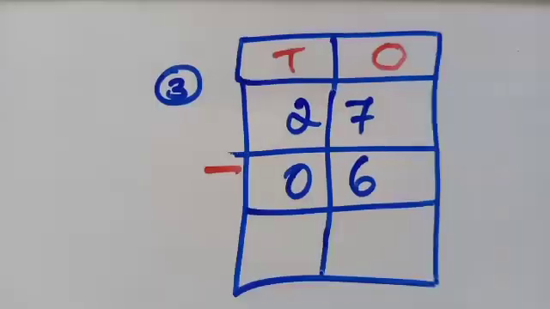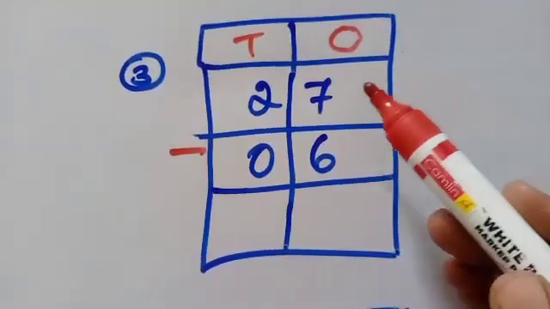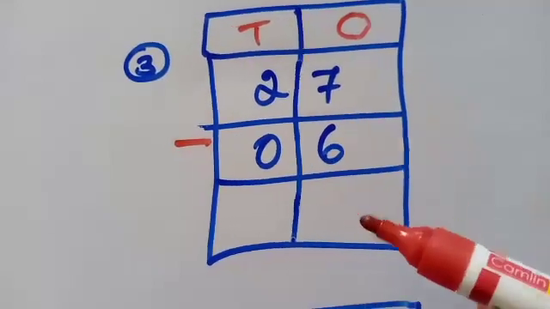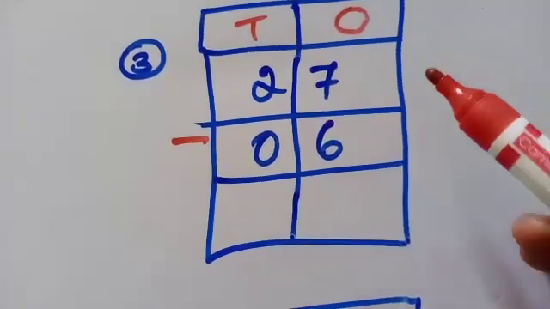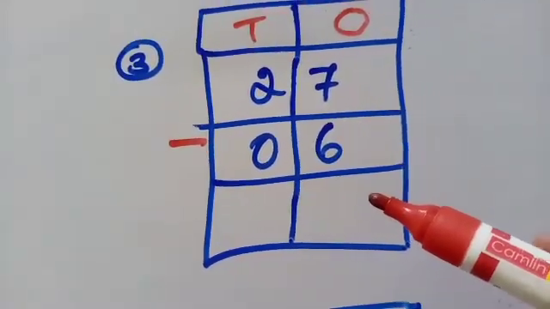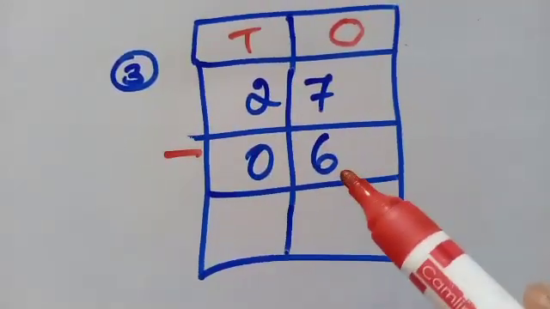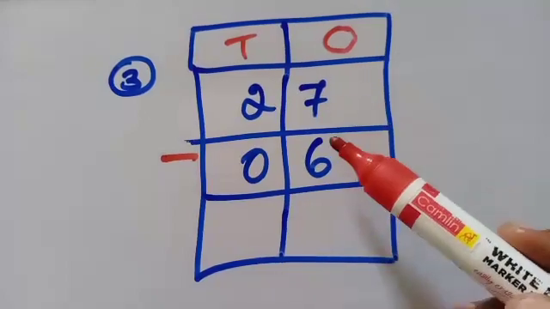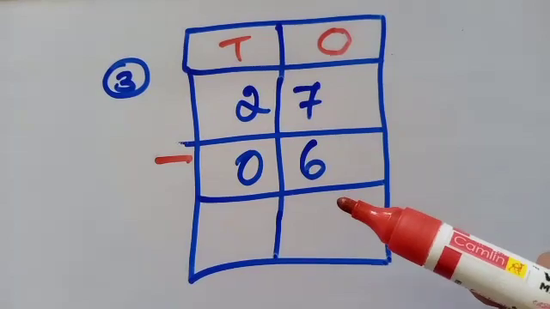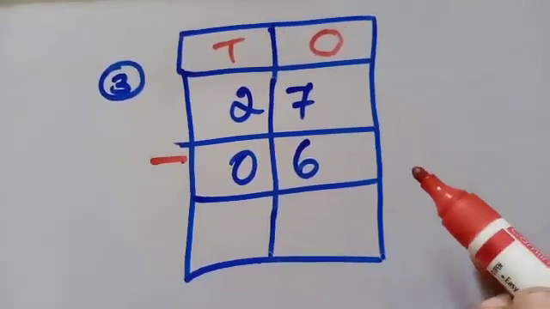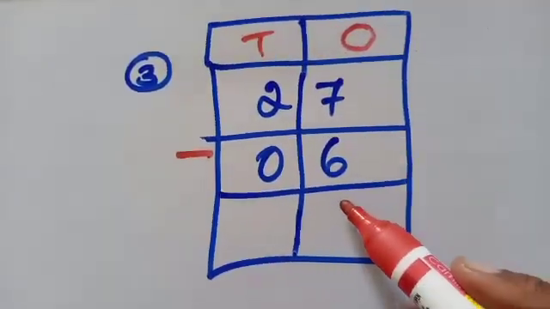Let's solve this. So how to write this? 27 minus 6. So 7 minus 6. Is it possible to subtract this number, children? Yes, it's possible because 7 is big, 6 is small. Now there is no question of borrowing. When the upper number is big and the lower number is small, we can subtract the number easily. Got it? Yes. So 7 minus 6 is equal to 1.